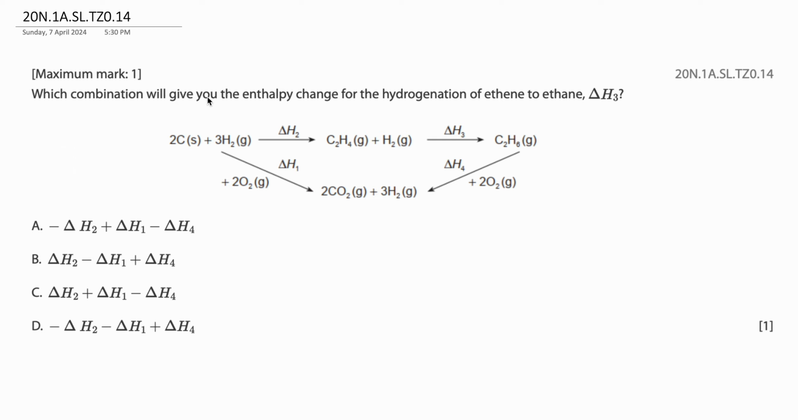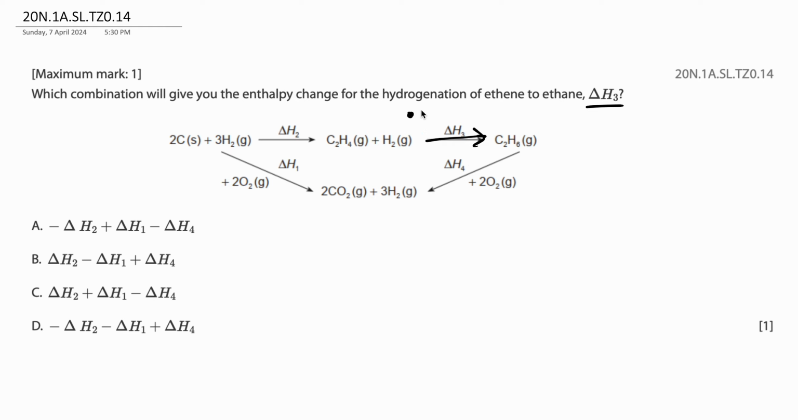Which combination will give you the enthalpy change for the hydrogenation of ethene to ethane, which is denoted by delta H3 right there. So this arrow right here. So to solve this question, we need to understand Hess's law. Now, what does Hess's law tell us?